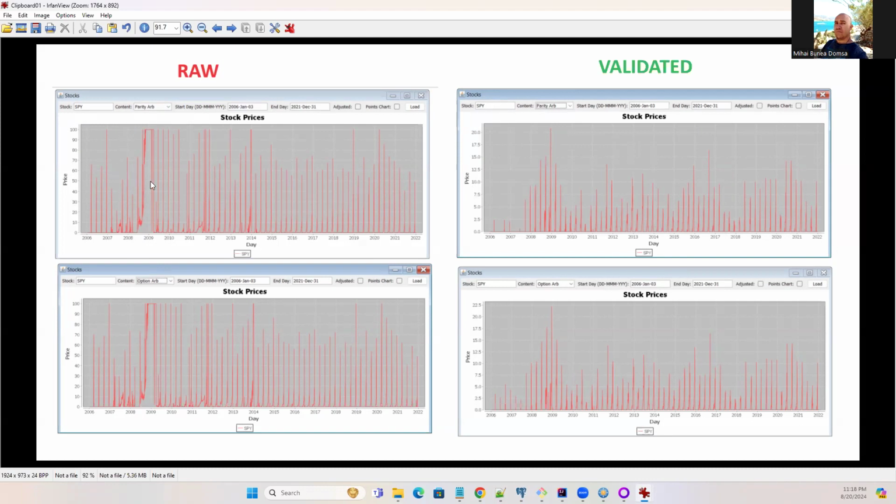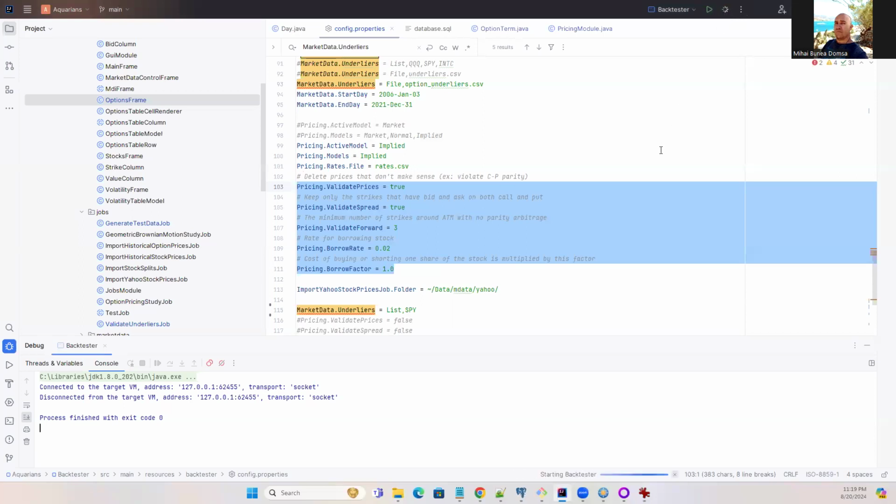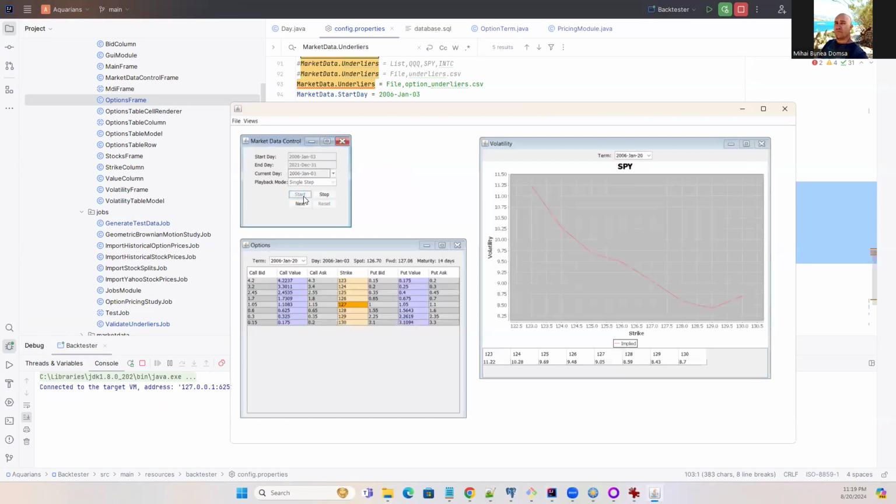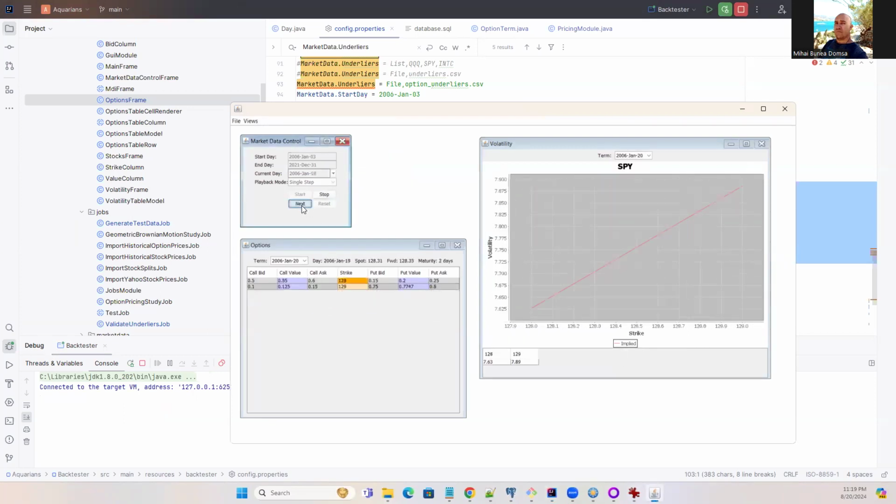So this was the raw data with a lot of spikes, parity arbitrage in the 50, 100% and above. And now we have the highest around 20%, and what we get is around 10%. And for options, it's about the same. So it didn't completely eliminate all the faults, but data is mostly arbitrage free.